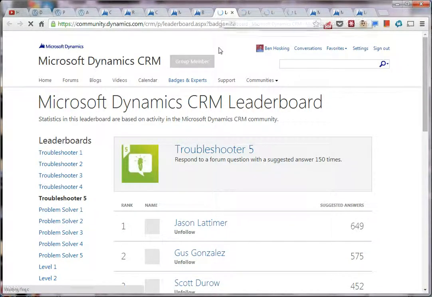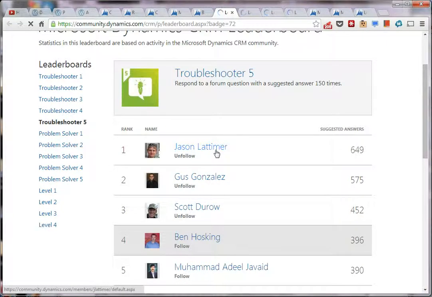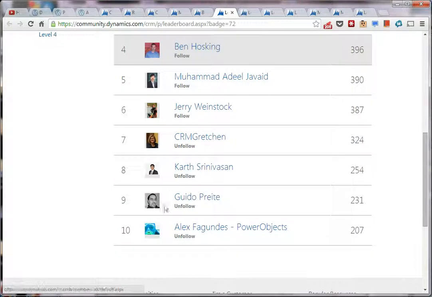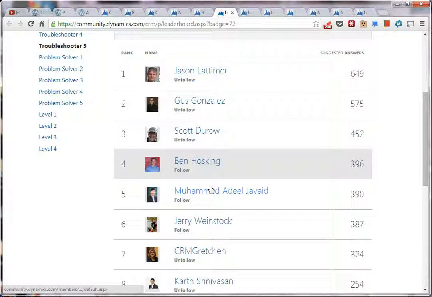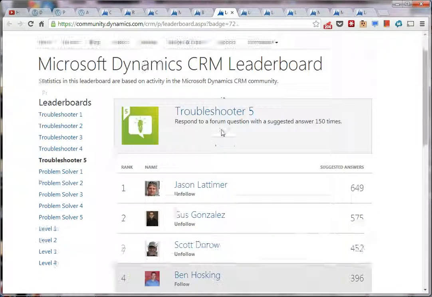Then also you've got here, you can right click on the leaderboards and see, so this has some more information like troubleshooter, and you can see here who's answered the most questions, who's responded to the most questions. You've got Jason Latimer, CRM MVP, CRM MVP, and so on. So mostly in the top leaderboard, the top 10, they're all CRM MVPs, apart from Guido, who probably should be one.